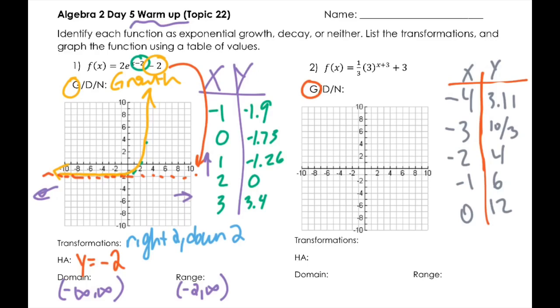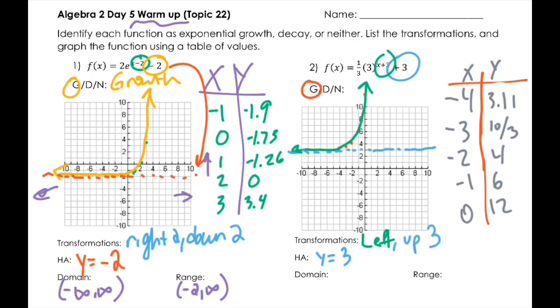So -4, just above 3.1. And then I'm going to connect these dots. It should not cross below our asymptote, which is going to be the horizontal line at y equals 3. So that leads us to our transformations. We have left 3 because of the x plus 3, and then up 3 because of the plus 3 at the very end. So think about your h and k values here.